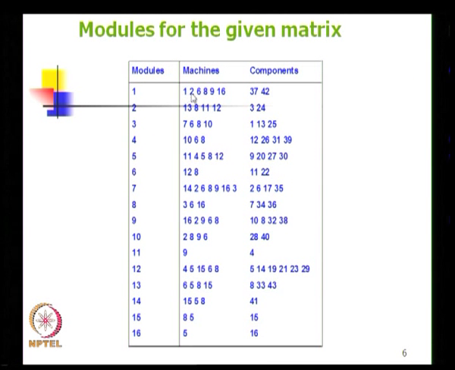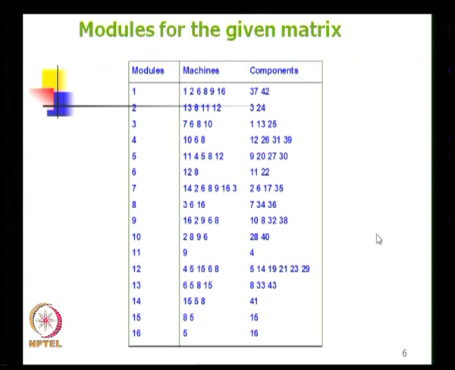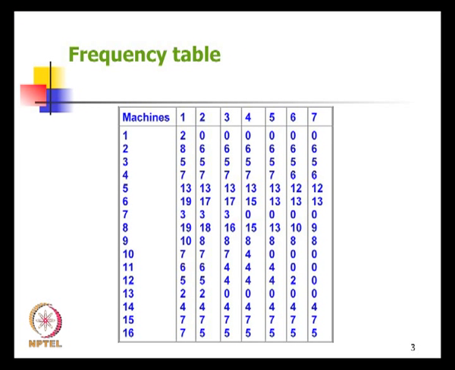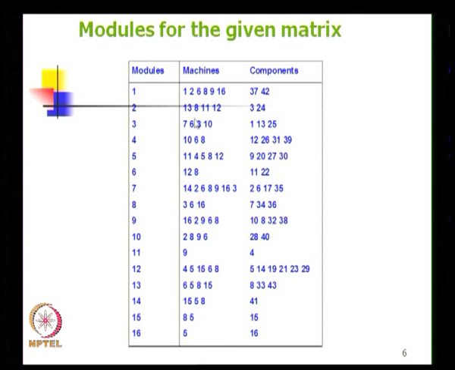You see that it has 1, 2, 6, 8, 9 and 16 and has components 37 and 42. You look at module number 2, has machines 13, 8, 11 and 12 with 3 and 24. Module 3, we said 7 is the nucleus machine with the frequency of 3. So go back and see module 3, 7 is the nucleus machine, first machine written here, with a frequency of 3 and components 1, 13 and 25.